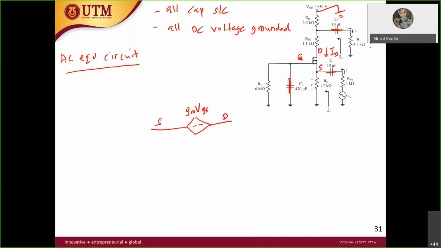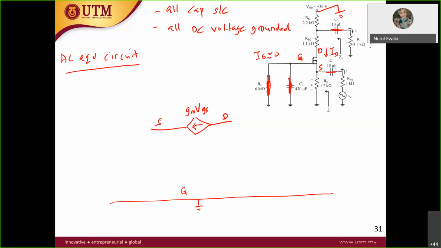So this is the gate. The gate is ground. So why is the gate ground? Although you have RG over here, the capacitor is short, therefore it is shorted to the ground. If let's say you don't have the capacitor over there, RG is still ground because IG is always approximately equal to zero.